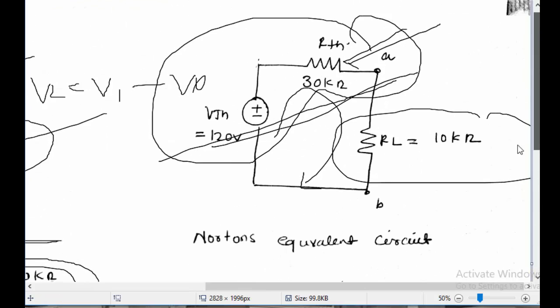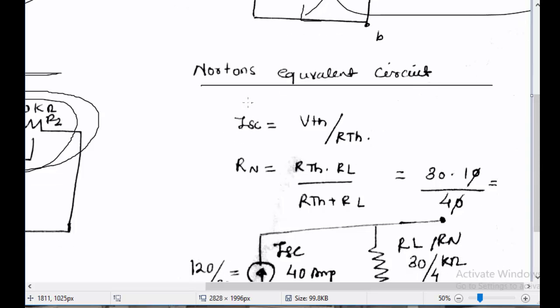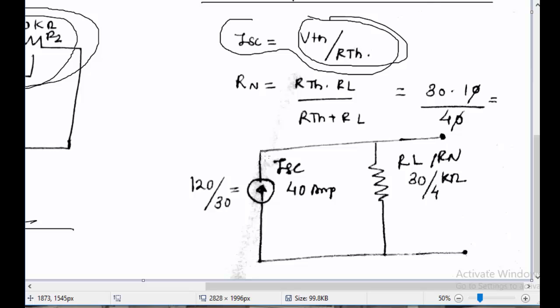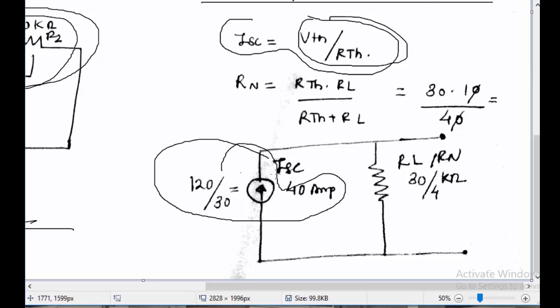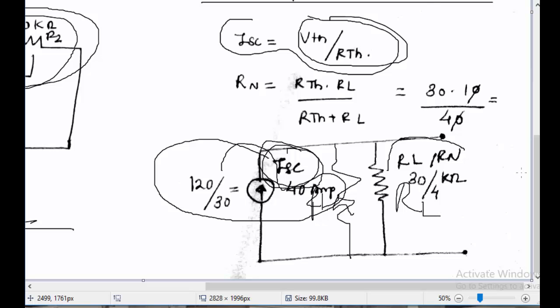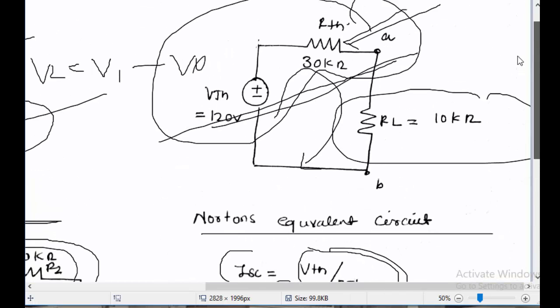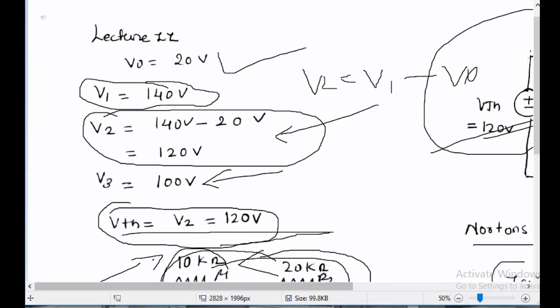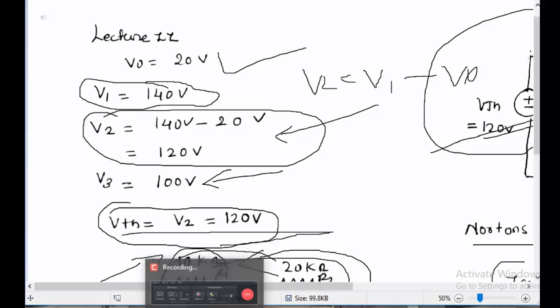Now again, to convert this to the Norton's equivalent, you will have to find out the I short circuit, or the I Norton's, as VTH divided by RTH. And after that you will get the short circuit current as close to 40 ampere, and you can write the RTH in parallel now, and the load resistance will come again in parallel, so you can solve both of that. In that way you have found out both the Thevenin's equivalent circuit and the Norton circuit in this case.